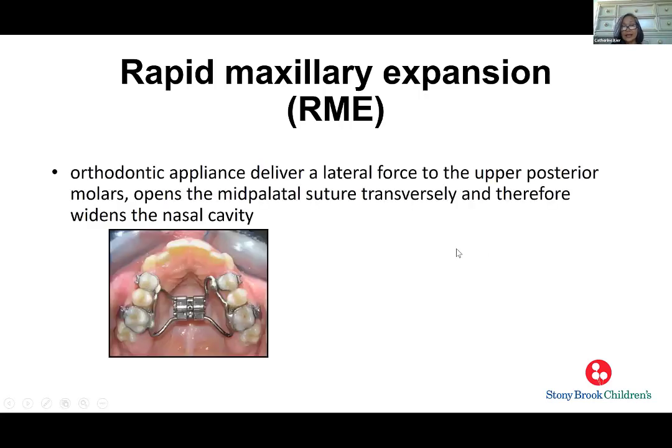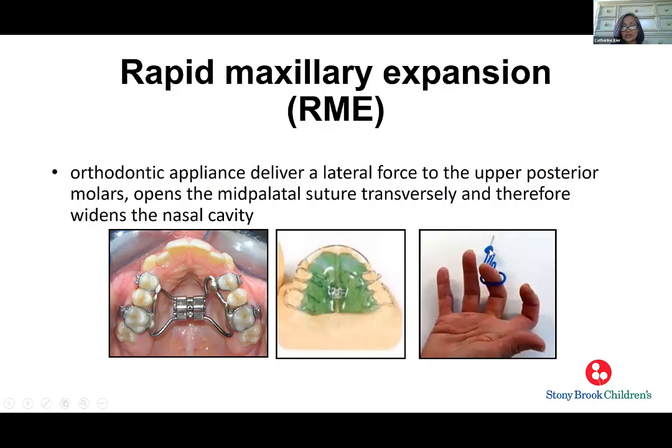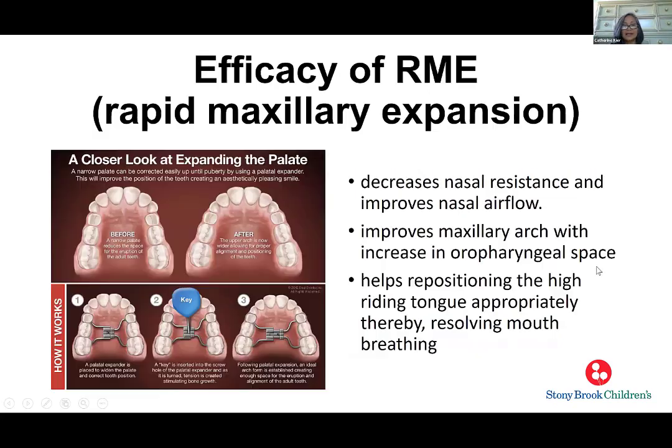This is an orthodontic appliance that delivers a lateral force to your upper posterior molars, and it opens up the mid-palatal suture. You have that window, before it closes, ideally before 18 years of age, to consider widening the nasal cavity. You can see there's a key that the parent would dial to slowly open that up.